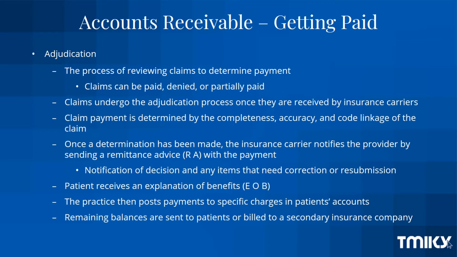Once a determination has been made, the insurance carrier notifies the provider by sending a remittance advice with the payment. That includes a notification of decisions and any items that need correction or resubmission. The patient receives an explanation of benefits. The practice then posts payments to specific charges in patients' accounts, and the remaining balances are sent to patients or billed to a secondary insurance.